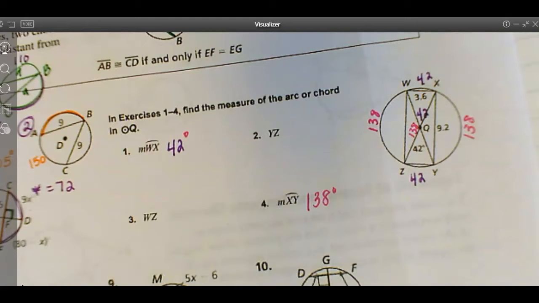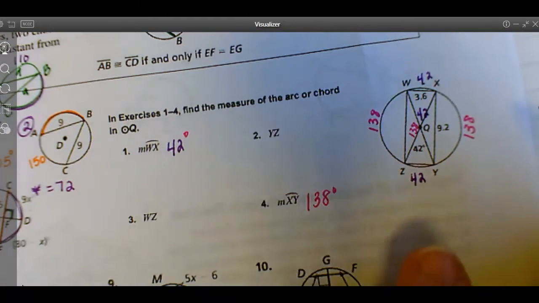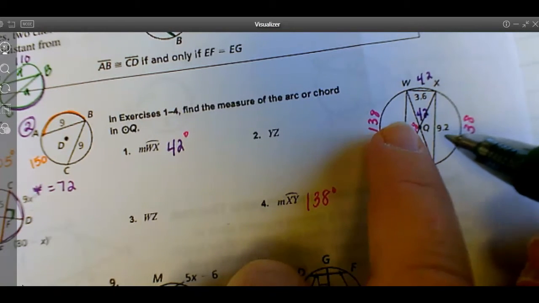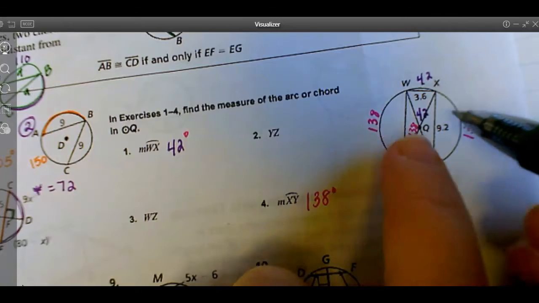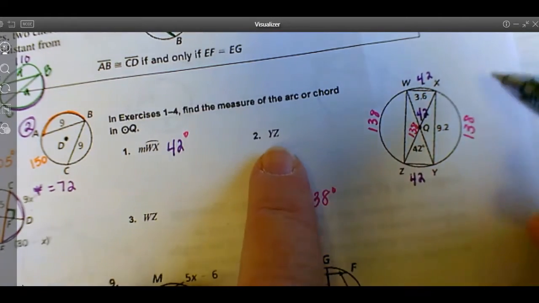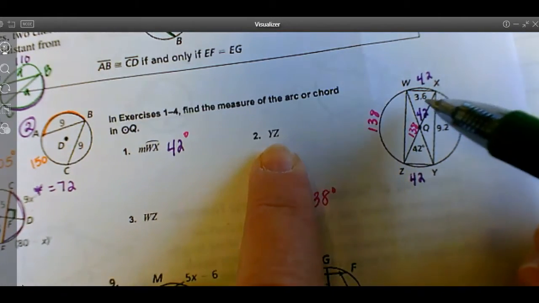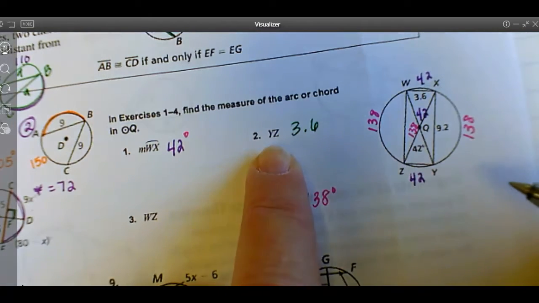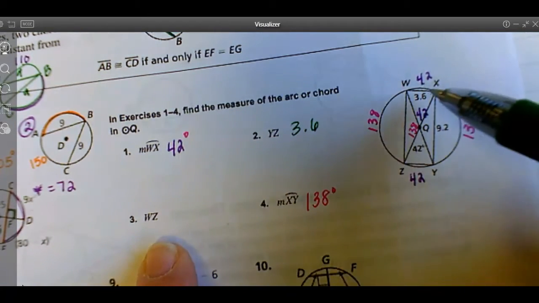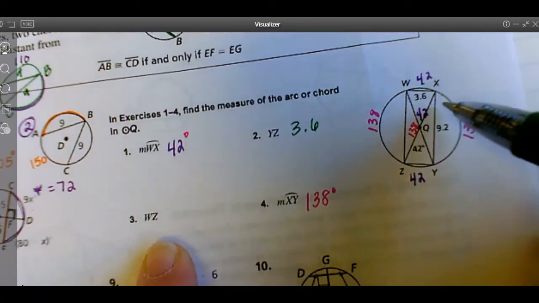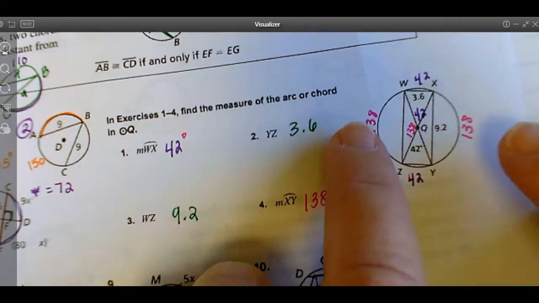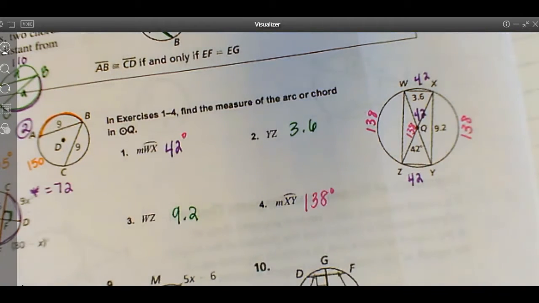Now after we get the arcs, then to find the sides, I think finding the sides is easy after you know that the arcs are equal. If the arcs are equal, that means the sides or the chords are also equal. So YZ is just going to equal that chord that's up there, so I know that's 3.6. And then WZ is going to equal this chord here, which is 9.2. And all of that is true because the arcs are the same.